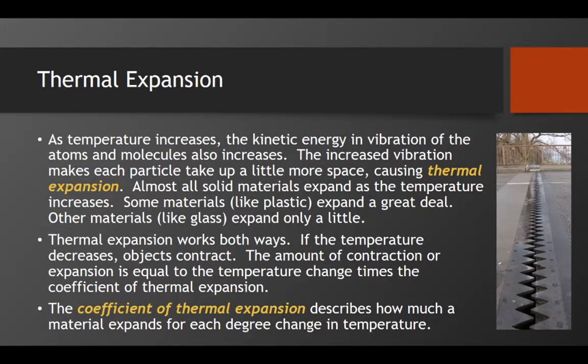So just like when we were talking about specific heat, the type of material is going to determine the amount of thermal expansion. If temperature decreases, the material is also affected by thermal expansion, but instead of expanding, it's going to contract. We can predict how much it's going to expand or contract depending on what's called the coefficient of thermal expansion. Like specific heat describes how much the temperature changes, this describes how much the material expands for each degree in temperature change.